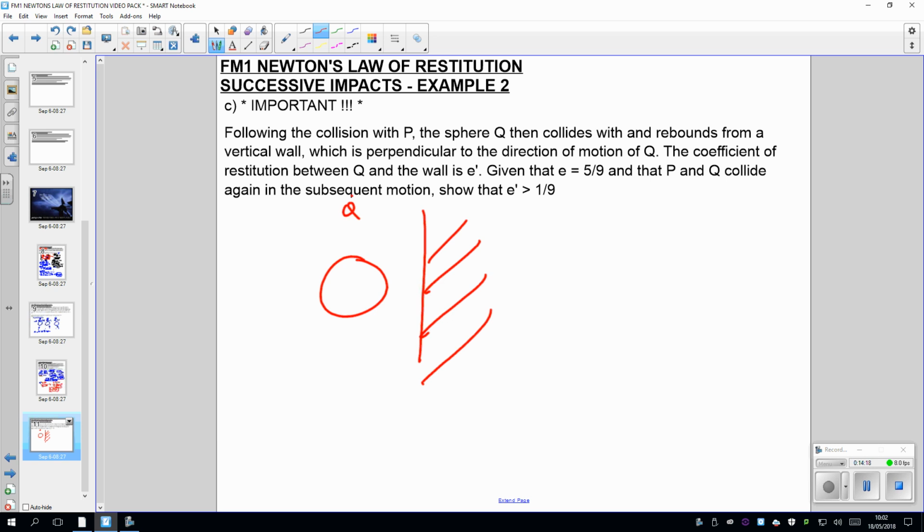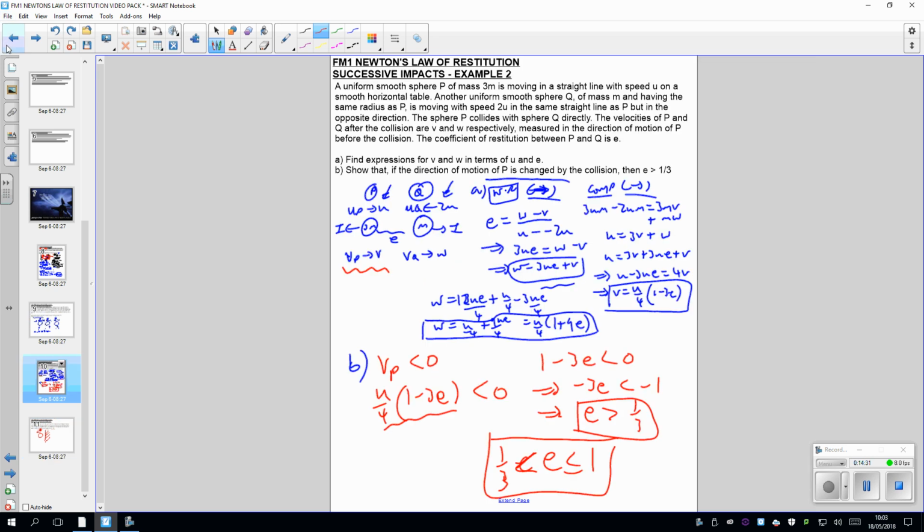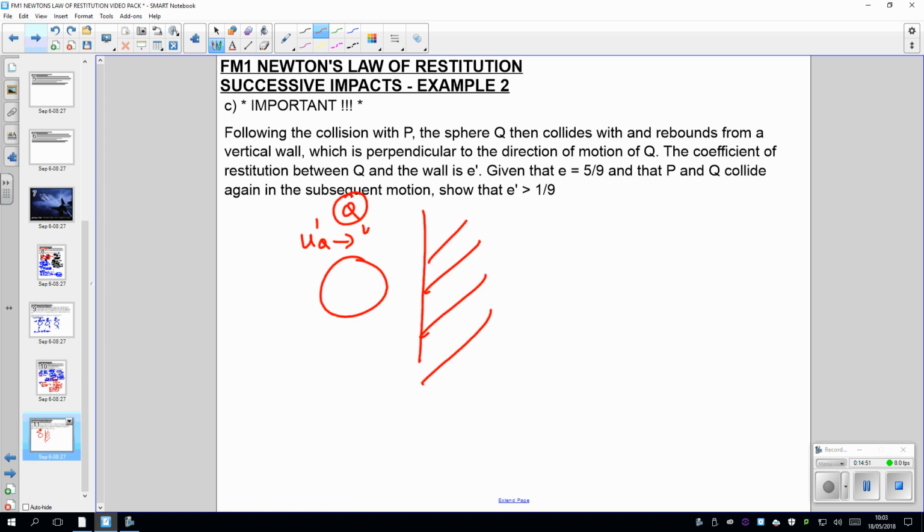Here's the ball Q. We know that UQ dash, so after it's hit P, Q's speed has changed, hasn't it? And we know that speed was W, wasn't it? And W must be positive because looking at this expression here, that must be positive. So U over 4, because E can't be negative, can it? So U over 4, 1 plus 9E, that's good.